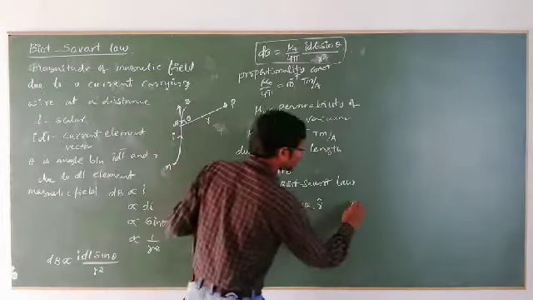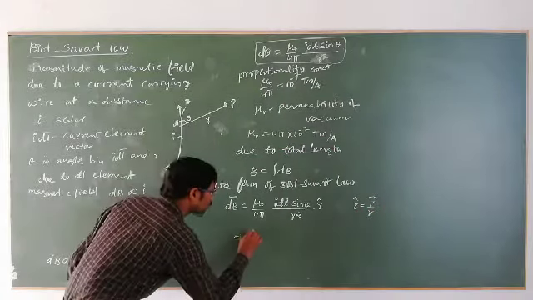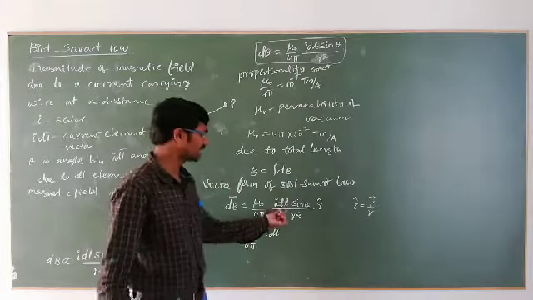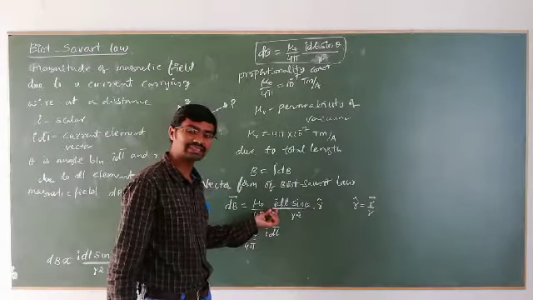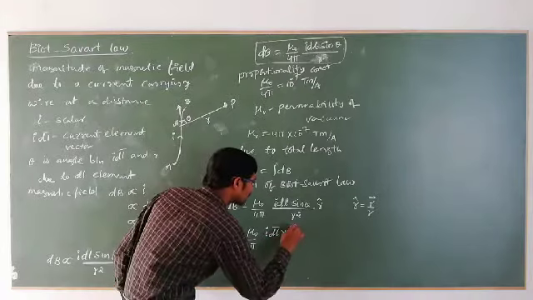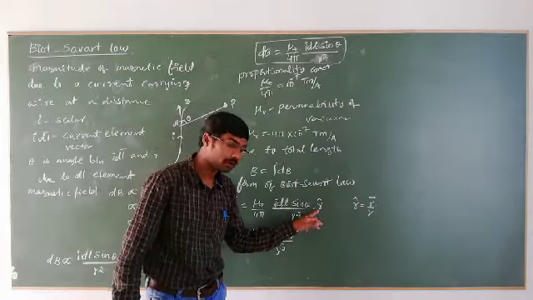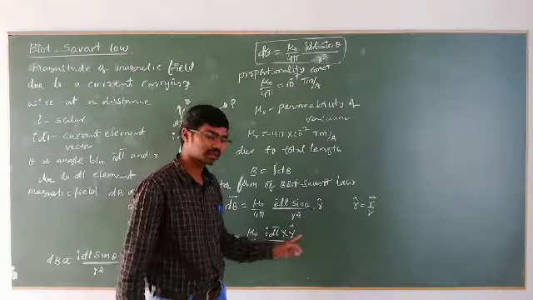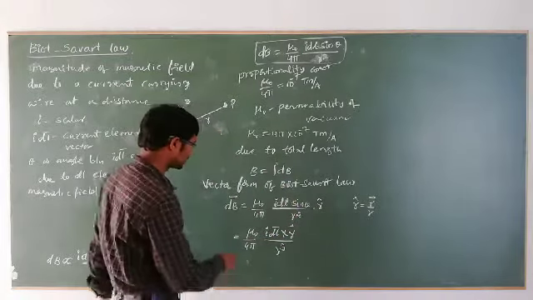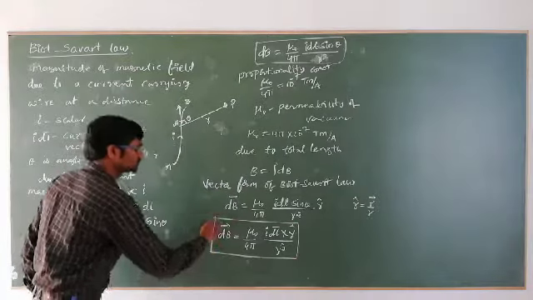R cap is nothing but, as you know, r bar by r. So let me write mu naught by 4 pi into I dl bar, because current is a scalar, but the current element I dl bar is a vector, cross r bar by r cube. See that r cap is nothing but r bar by r, so r square into r gives r cube. Here dl bar cross r bar gives dl r sin theta, so it will be inside. So this is the vector form of the Biot-Savart law.